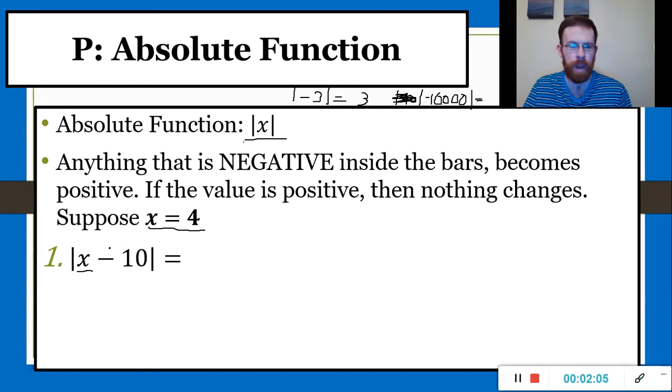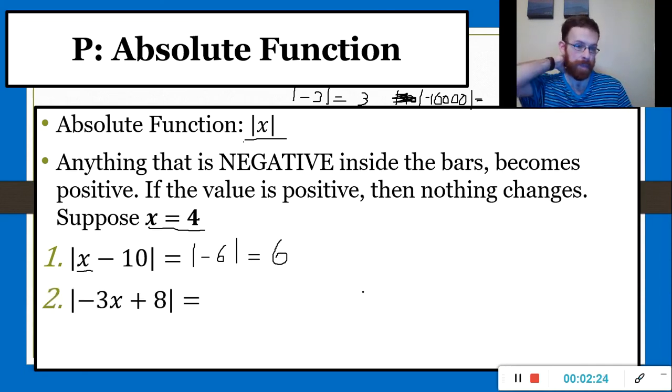Now normally, what's 4 minus 10? -6, right? But what we say about an absolute value bar is that it turns everything negative into positive. That is a pretty good 6. Maybe I'm getting a little bit better with this writing pen. Alright, now I have an absolute value of -3x plus 8.